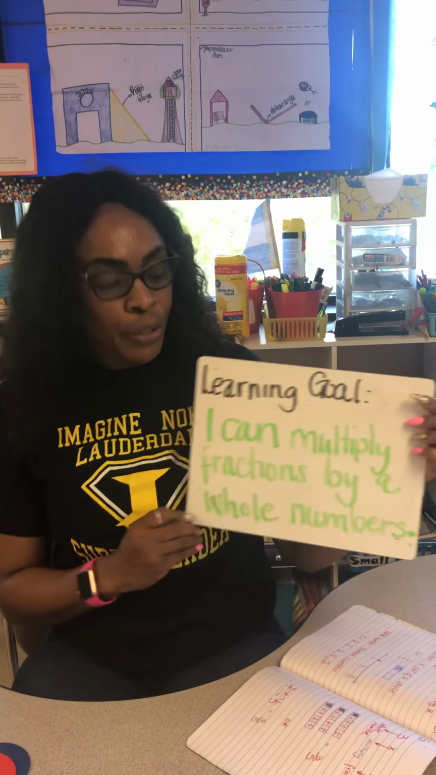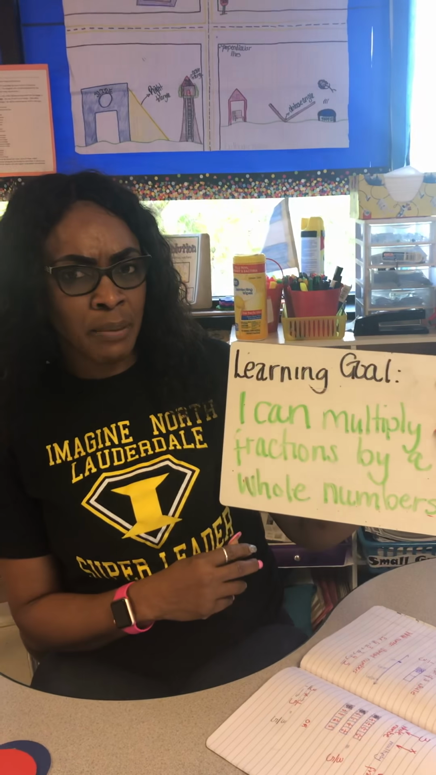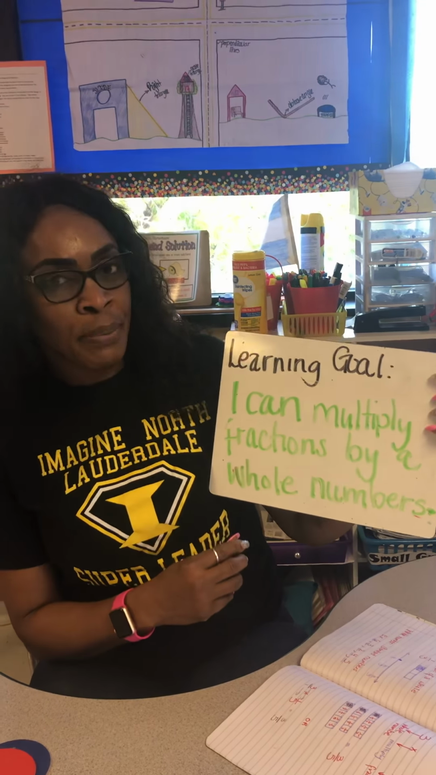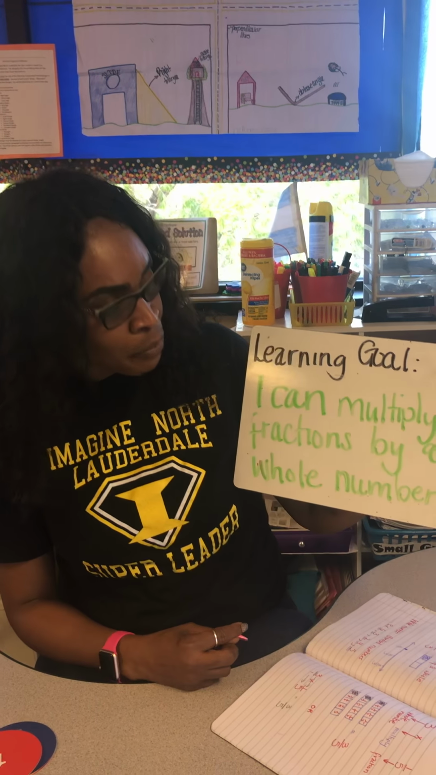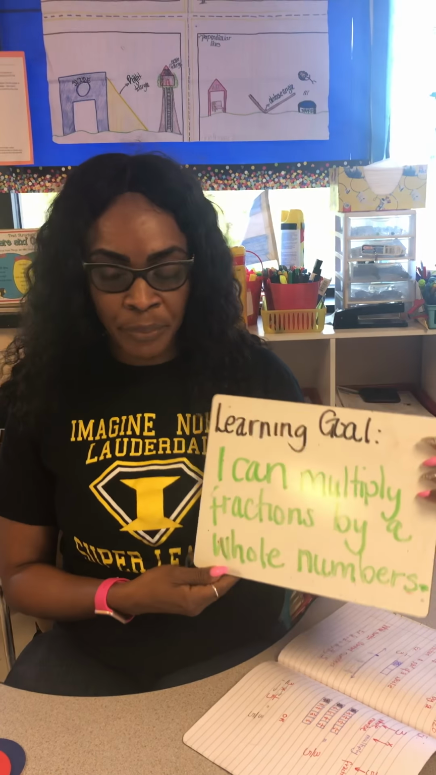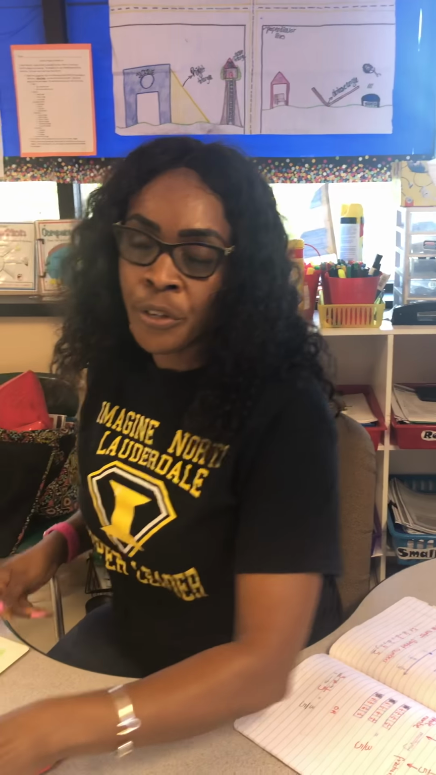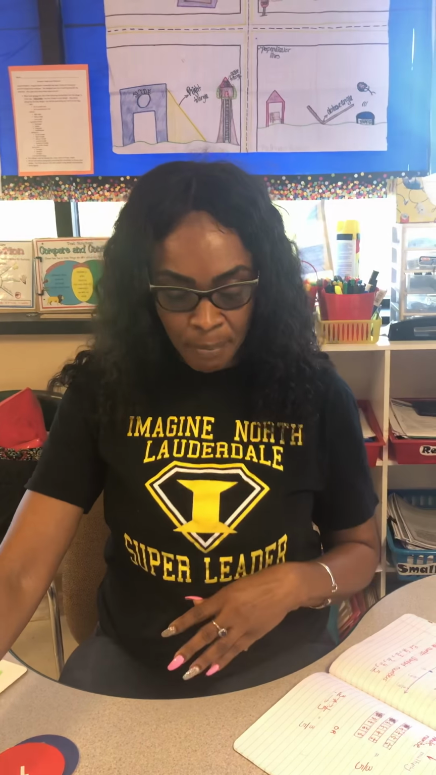So that's our learning goal. By the end of this chapter 8 lesson, you will be able to say, I can multiply fractions by a whole number. This lesson is in our Go Math chapter 8 book.